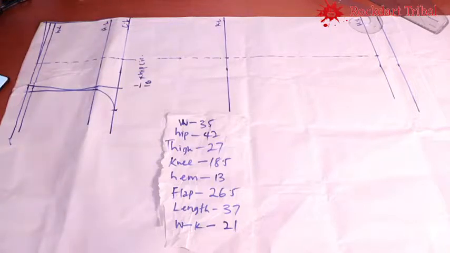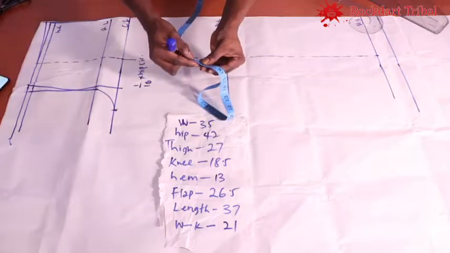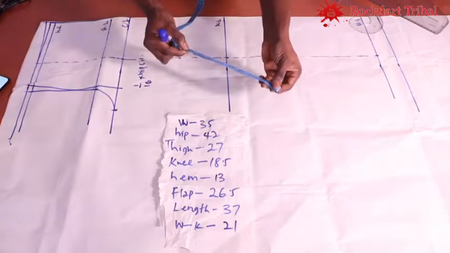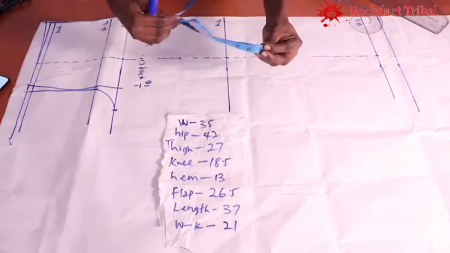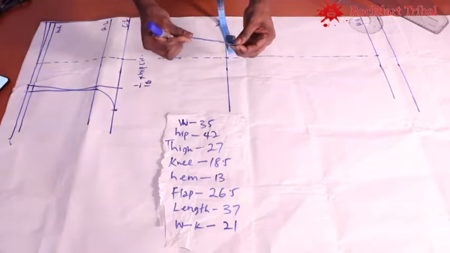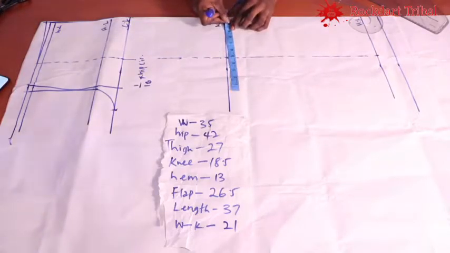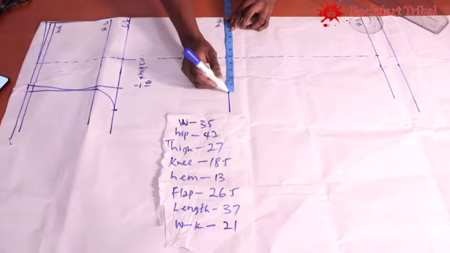Going over to my knee line, I'll divide my knee by 4. The circumference of my knee, I'll divide it by 4. Then whatever I get, I'll mark those values on both sides. Now see how I'm dividing my tape measure. That's 1. So I'm placing it at the crease point just to have equal measurement on both sides.